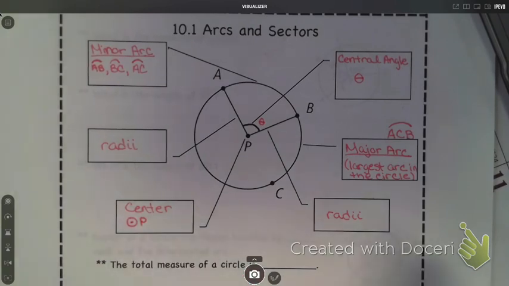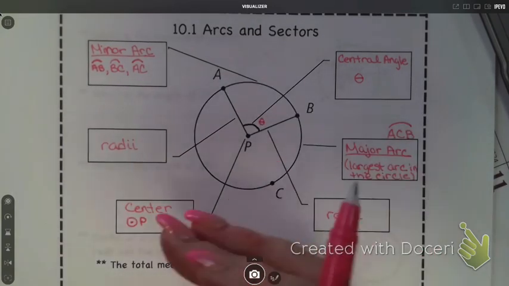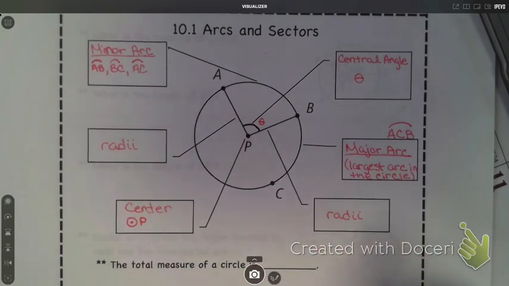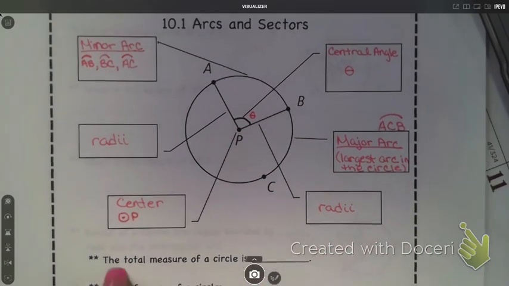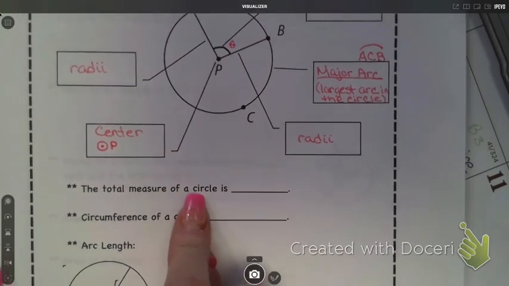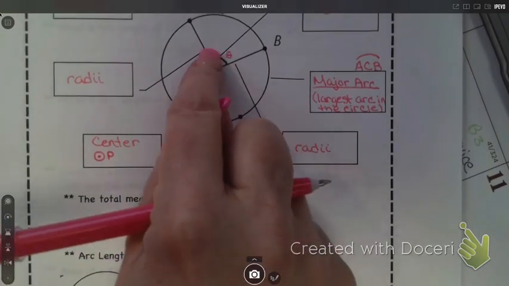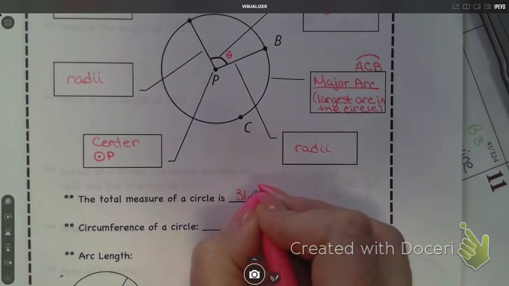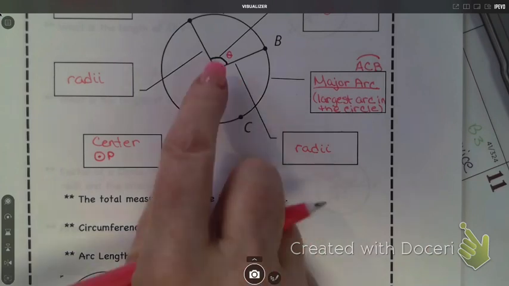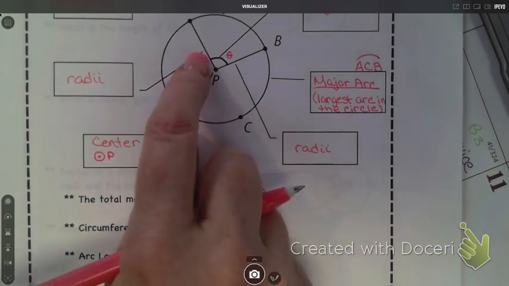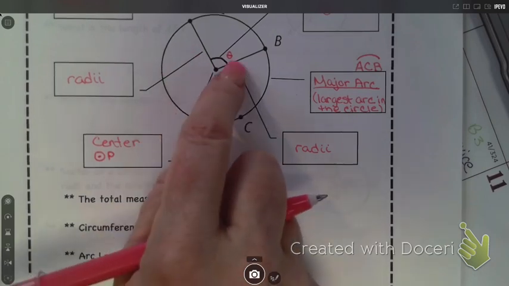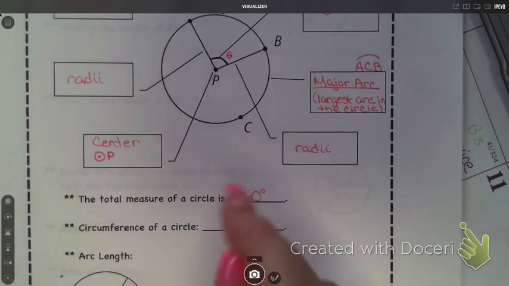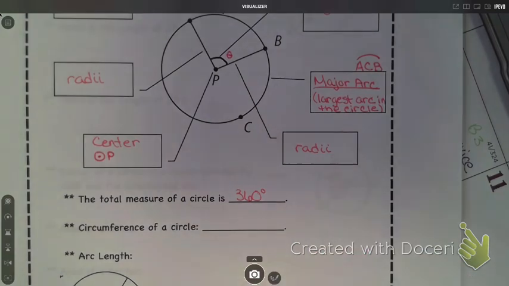Okay, so those are some parts of the circle. We're going to name some more like sector and stuff like that, but not right this second. So the total measure of a circle is what? How many degrees are in a whole circle? 360. So if I knew theta, could I find the other angle? Yeah. If I knew the other angle, could I find theta? Yeah, because I would subtract from 360, just like with a triangle I subtracted from 180, right?